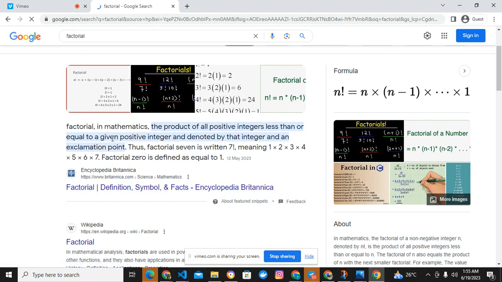Factorial in mathematics is the product of all positive integers less than or equal to a given positive integer, and denoted by the integer and an exclamation point. Thus, factorial 7 is 7 factorial, meaning 1 times 2 times 3 times 4 times 5 times 6 times 7. Factorial 0 is defined as equal to 1. We're going to be coming to that anyways. So that is the definition of factorial that we just saw in Google.